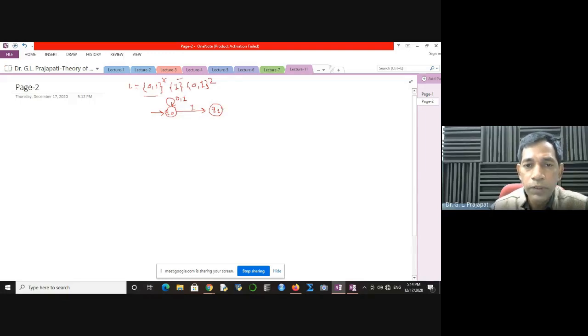Now from Q1 you can have either 0 or 1. You need to remember that, because here the exponent is 2, so you have to make the transition. Either 0 or 1, and now you are going to the state Q2. From Q2 again you have either 0 or 1, and for 0 or 1 you are going to the state Q3. You have (0,1) two times, hence you don't require further input, and Q3 is the final state of your NFA. So this is the NFA.